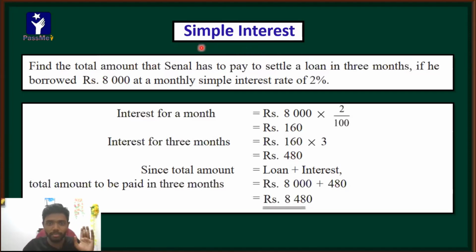Most of the time, banks and other financial companies use it. So the question says: find the total amount that Senel has to pay to settle a loan in 3 months if he borrowed 8,000 rupees at a monthly simple interest rate of 2%. The key point, the keyword, is monthly.